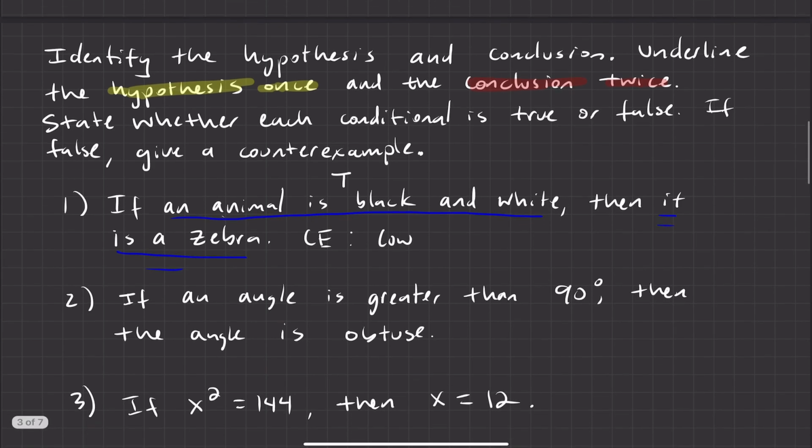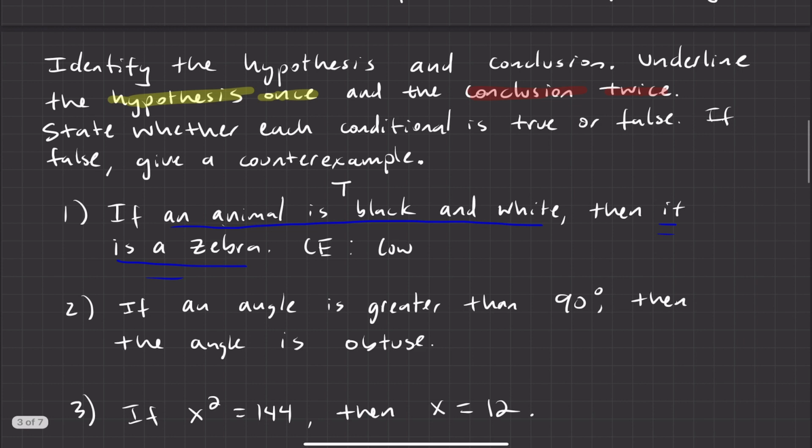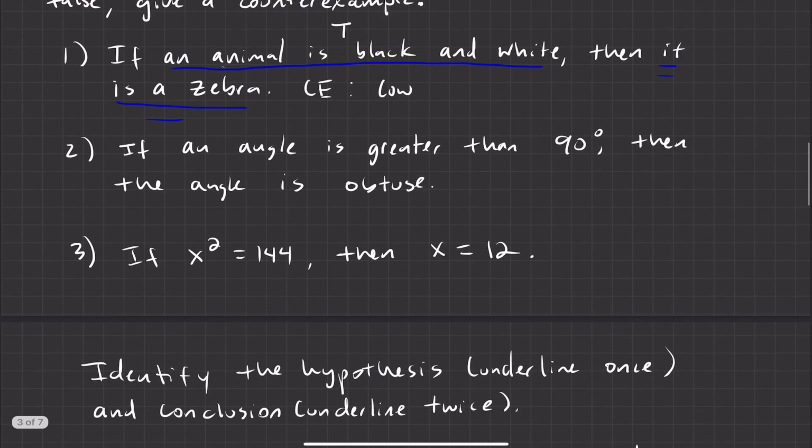Let's take a look at number 2. If an angle is greater than 90 degrees, then the angle is obtuse. Okay. Remember, we need to go ahead and underline the hypothesis once and then the conclusion twice. So the stuff right after if should be my hypothesis. So I'm going to underline this phrase here, an angle is greater than 90, just once. Then the stuff right after then, the angle is obtuse. That's going to be my conclusion. Just going to underline twice there, okay?